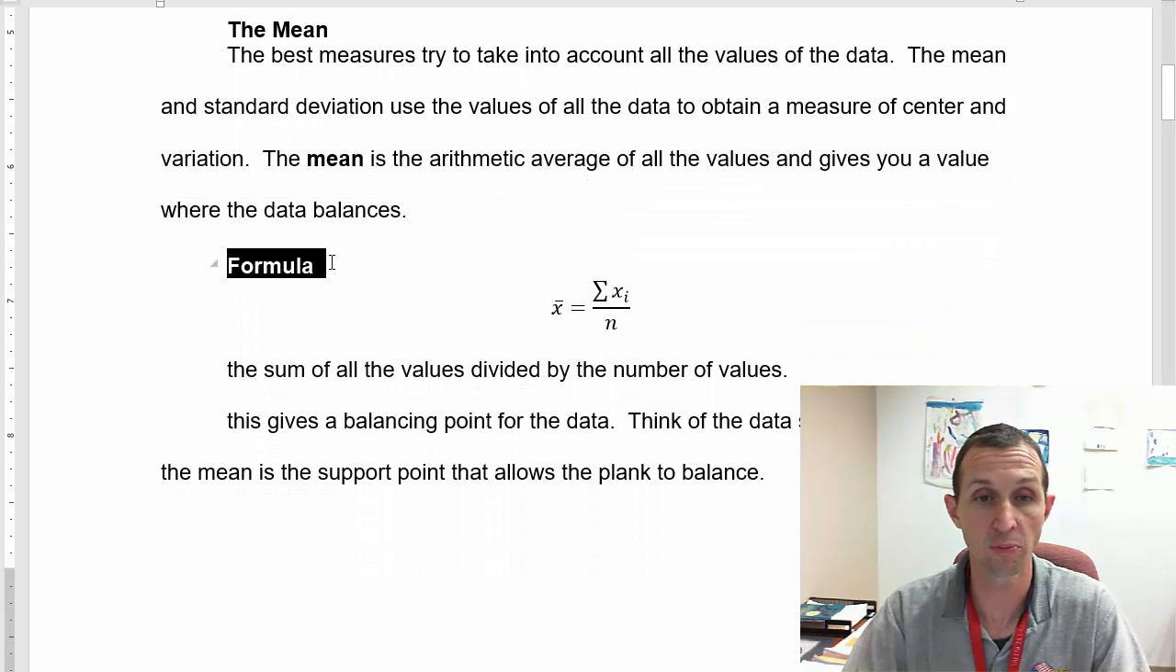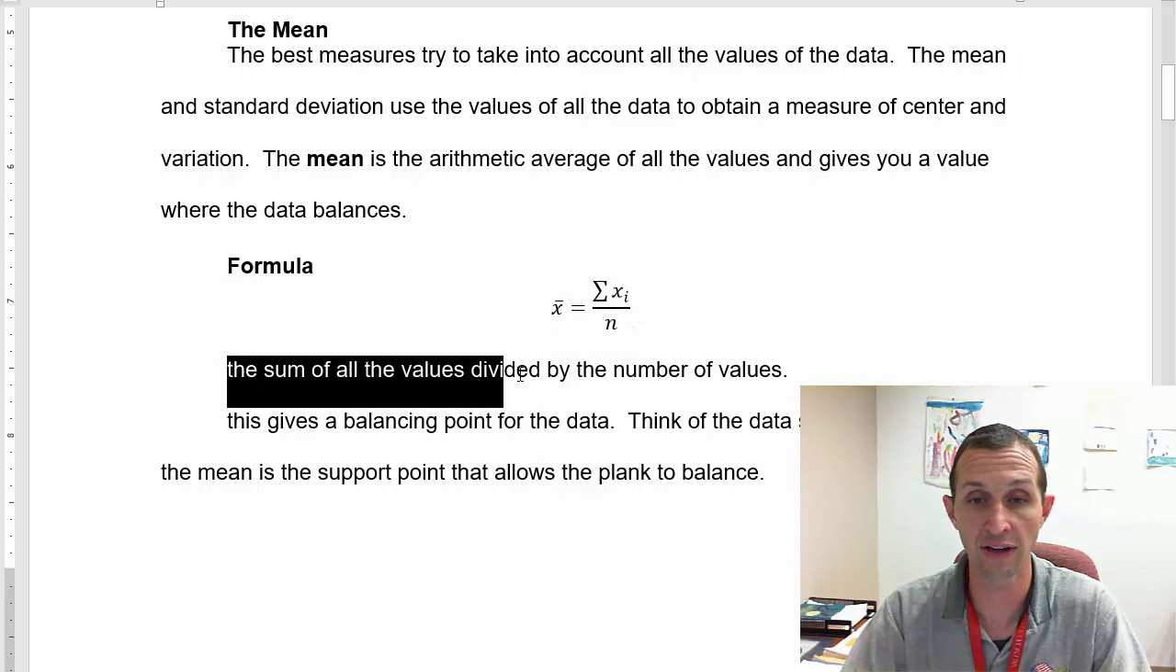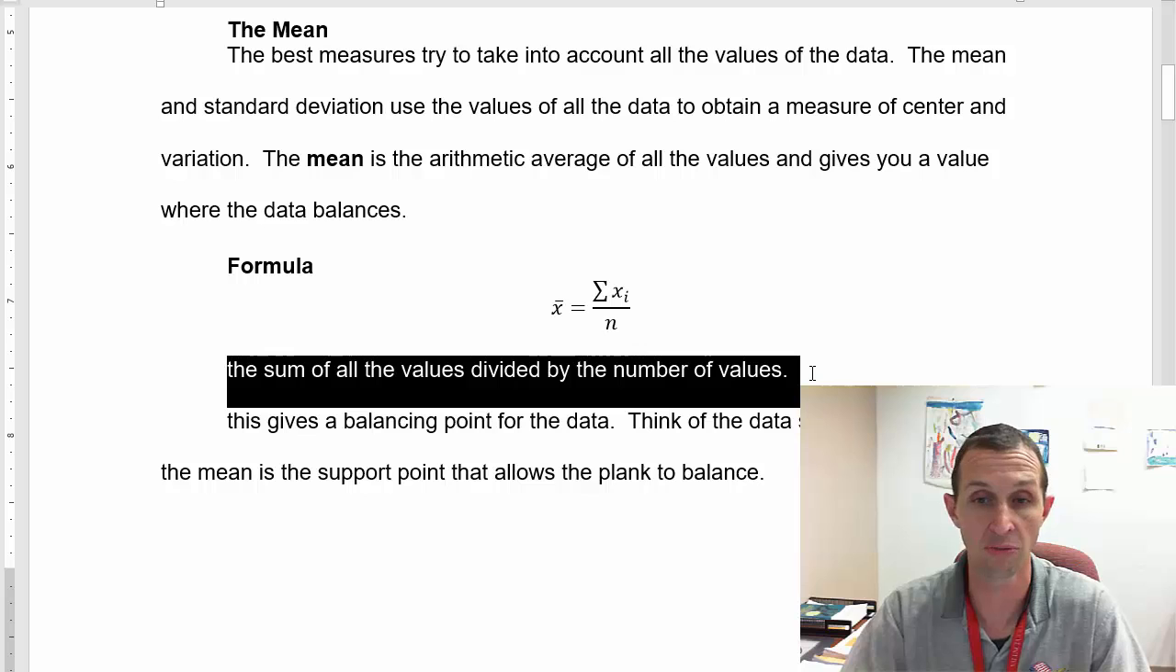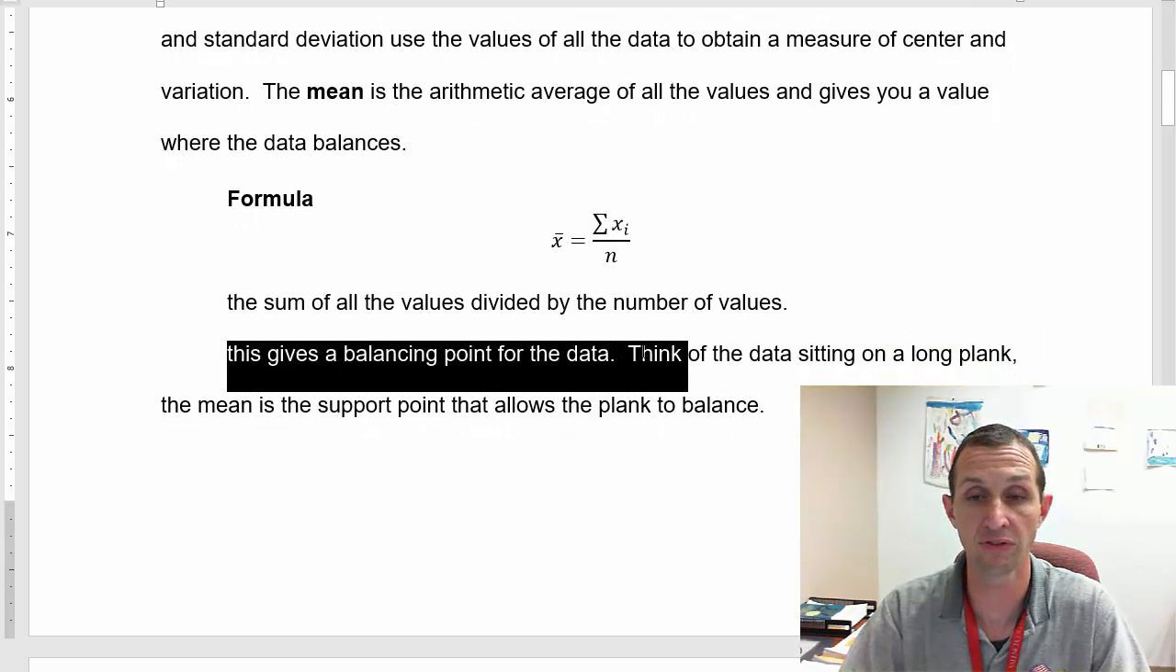Okay, and so we've got a super short formula. X bar, right? X bar is the sample mean, and what that means is that you take the sum of all the individual values, x sub i is individual values, and divide it by the total number of values. And so the sum of all the values divided by the number of values. Okay? And this actually gives a balancing point for the data.